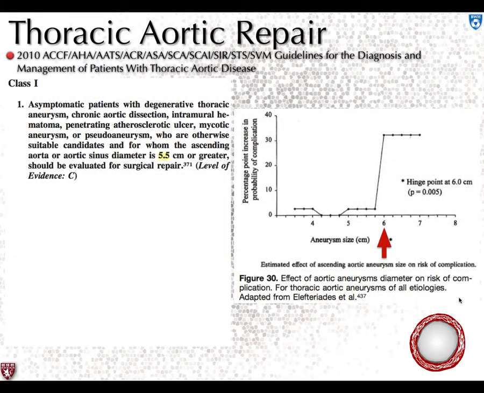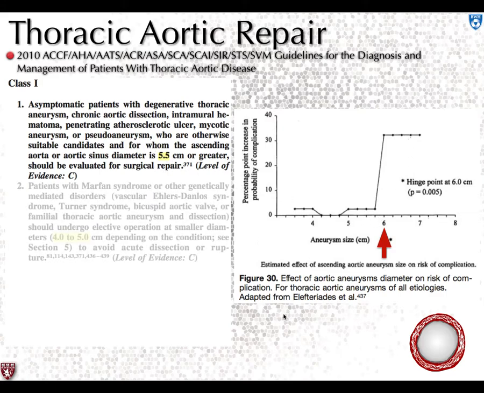If we look at management of patients that have disease, the hinge point that we talked about in the question is 6 centimeters. What that means is if you let the aneurysm get to this point, the percentage of patients having complications goes way up. So we don't want to wait till it gets to that point. We want to fix it earlier. So that's why the number is 5.5 in that document.